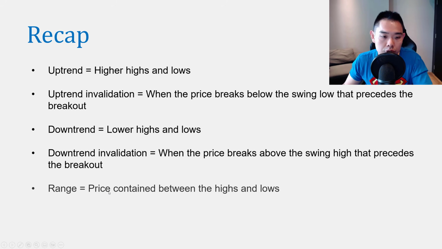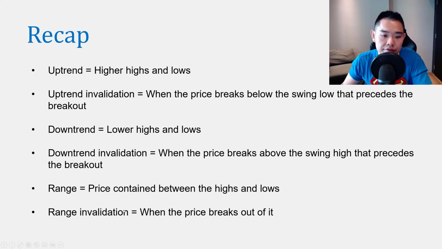And then finally, we talk about the range, where the price is contained between the highs and the lows, contained between support and resistance. And finally, range invalidation occurs when the price breaks out of the range.